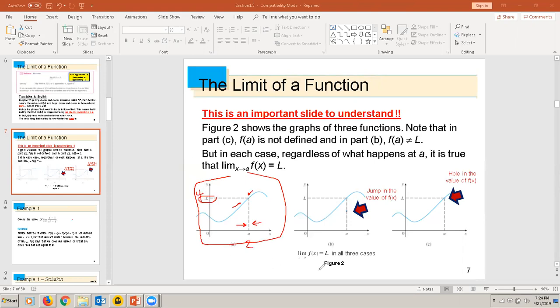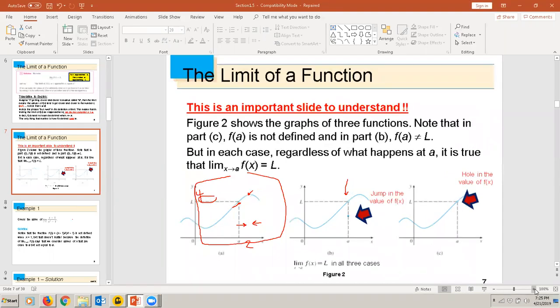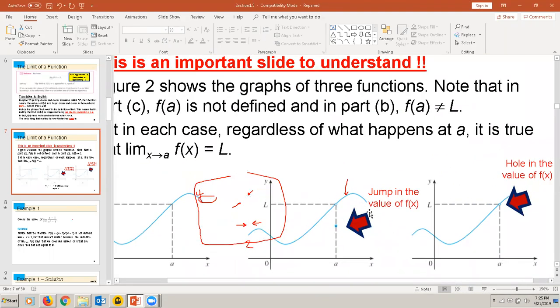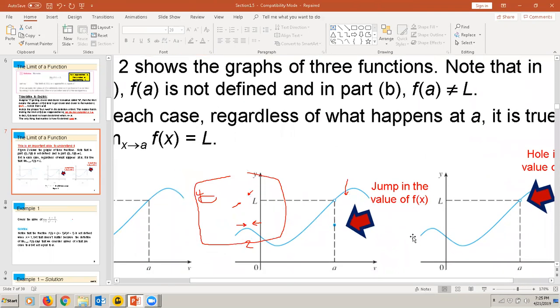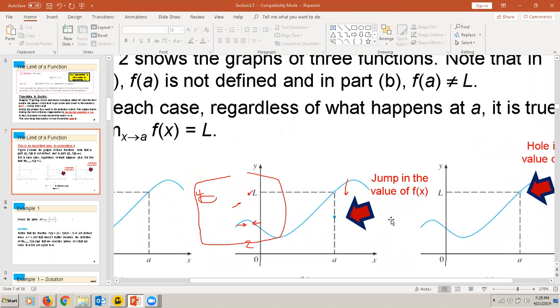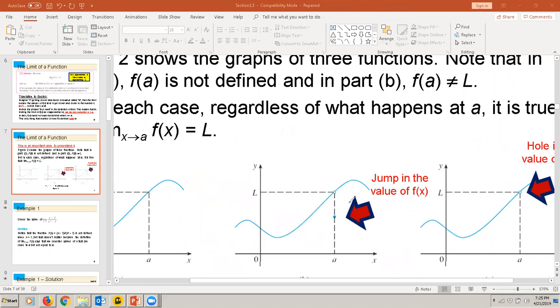Let me go to the middle graph, because the middle graph is a little more interesting. What they're trying to show you here is there's a hole in the graph. It's a little hard to see. Let me see if I can zoom in a little bit on this to show you that there's a hole. Maybe now you can see that there's a hole in the graph. What this is trying to say to you is when you are thinking about limits, it really doesn't matter that the function is not defined at x equals a. Notice this function has this jump.